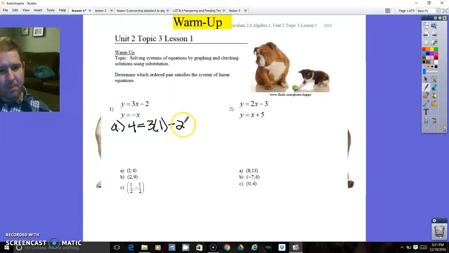So 3 times 1 is 3 minus 2 is 1. And 1 does not equal 4. So that's not true. So I would cross A off. Since it doesn't satisfy this equation, then it doesn't even matter if it works for this one because it already doesn't work for one of them. It's got to work for both.